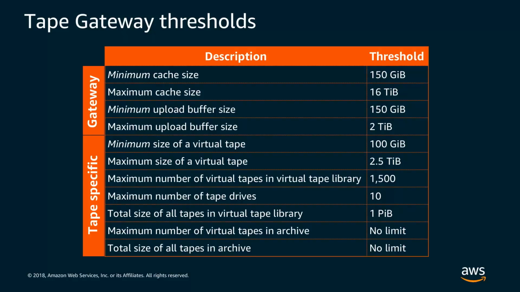Now, as far as the tape-specific parameters are concerned, a single gateway can hold 1,500 virtual tapes in the tape library. However, there is no limit to the maximum number of virtual tapes in archive, that is the tapes that are in Glacier, and there is no limit to the size of all the tapes in the archive. You can store as much data as you want in Glacier without running into any soft or hard limits. One other aspect that's worth highlighting is that you can create however many virtual tapes you want on the gateway, of course subject to the 1,500 number that's listed here, and allocate storage for those tapes upfront, but you will only be charged for the data that you write to those tapes.